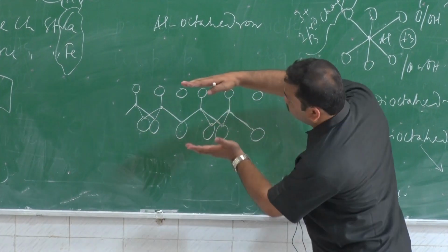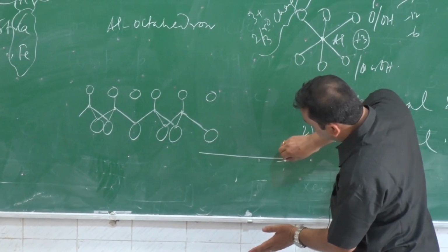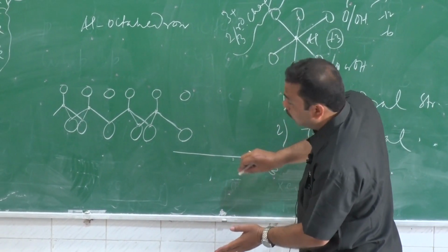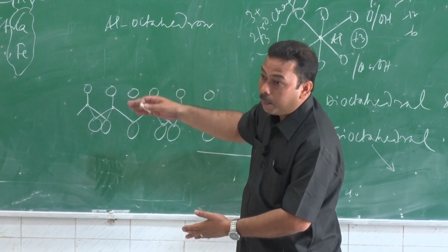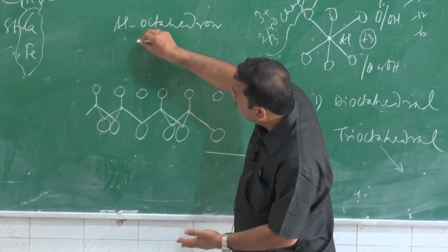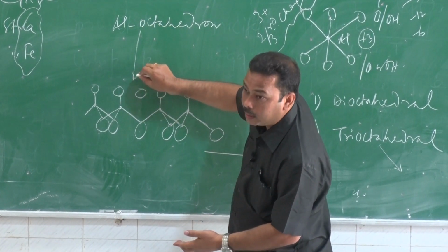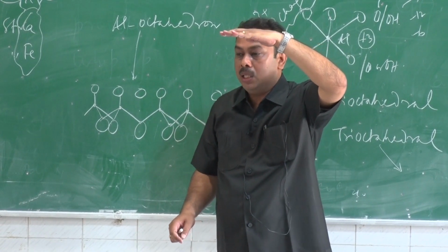So this is a continuous, like this you understand, this is A dimension, similarly, length and breadth will be the B dimension, but the height dimension will be sharing with alumina octahedral. Height dimension will be sharing with the alumina octahedral.